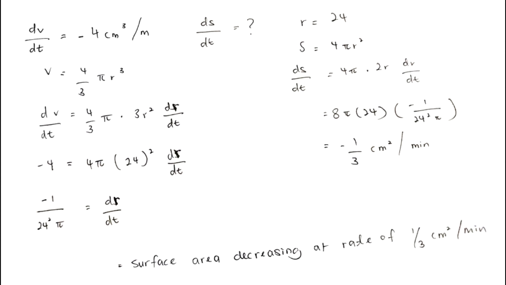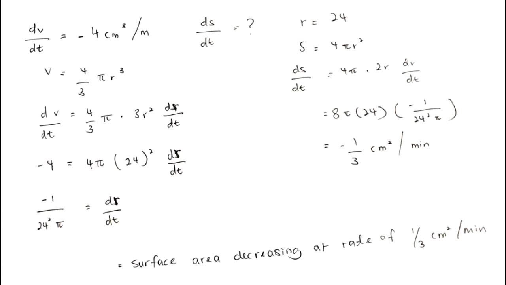So we know dV over dt equal to -4 cm cube per minute because the balloon is decreasing. We will continue. dV over dt equal to 4/3 pi times 3 r square dr over dt. We simplify the 3 there, so we get 4 pi r square dr over dt.